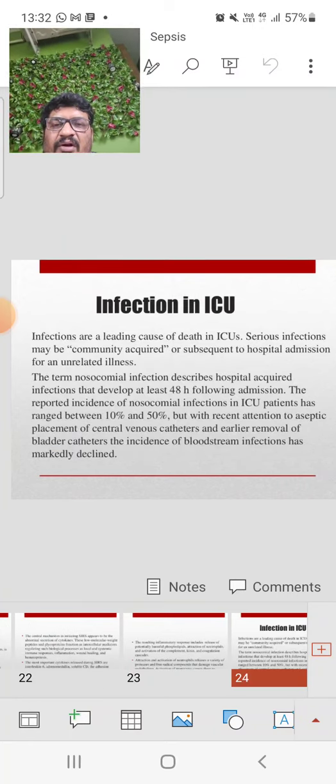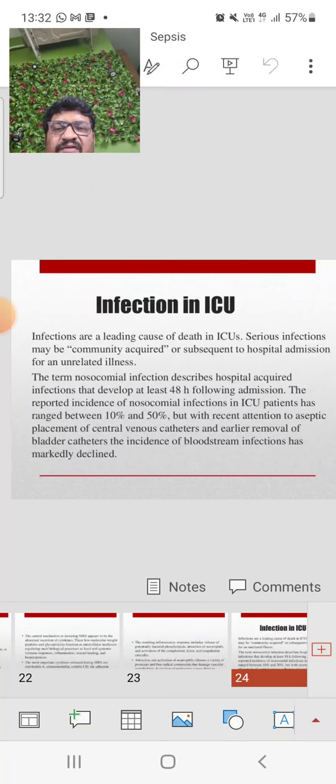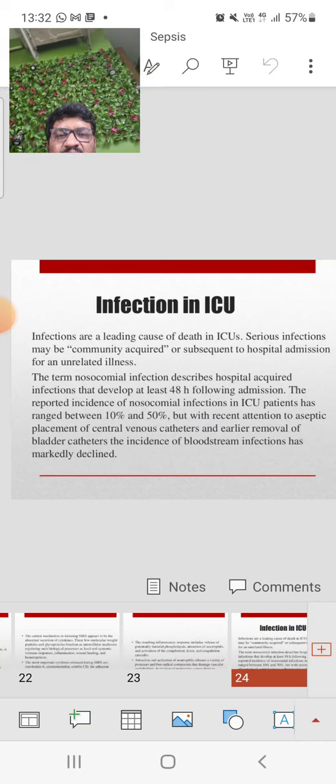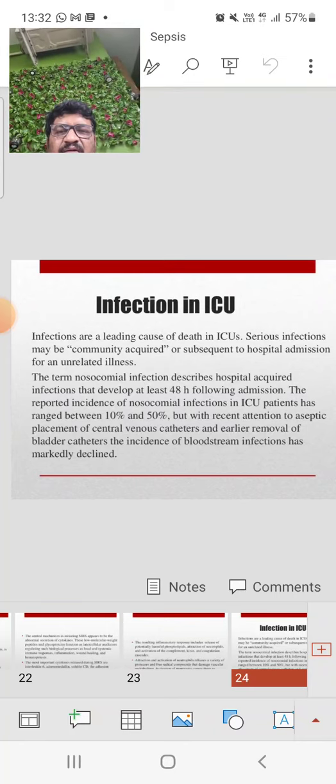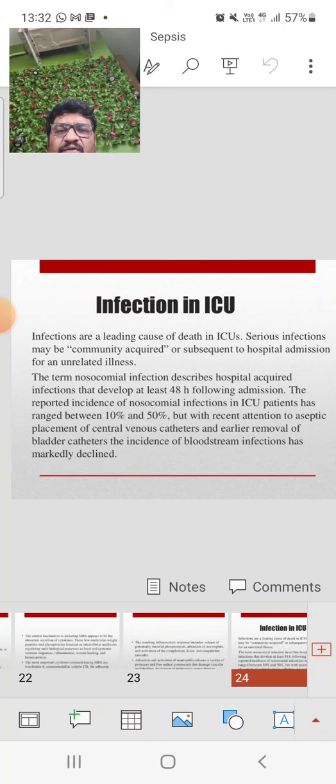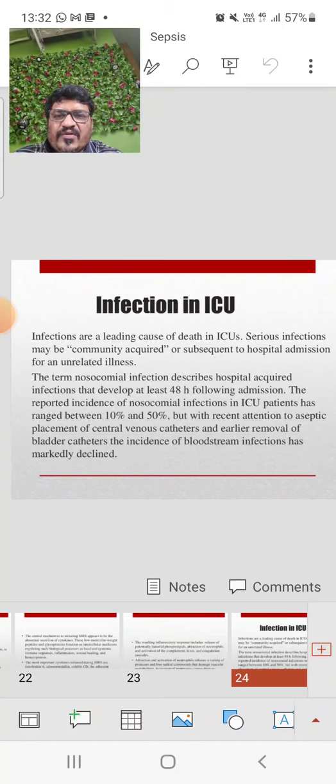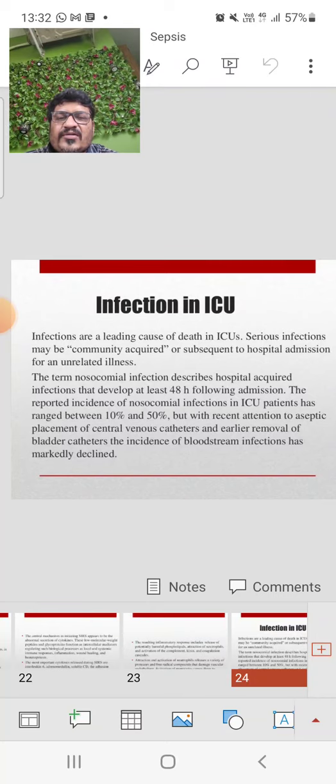Infection in ICU. Infections are a leading cause of death in ICUs. Serious infections may be community spread or subsequent to hospital admission for an untreated illness. The term nosocomial infection describes hospital-acquired infections that develop at least 48 hours following admission. The reported incidence of nosocomial infections in ICU patients has ranged between 10% to 50%. But with the recent attention to aseptic placement of central venous catheters and earlier removal of bladder catheters, the incidence of bloodstream infections has markedly declined.